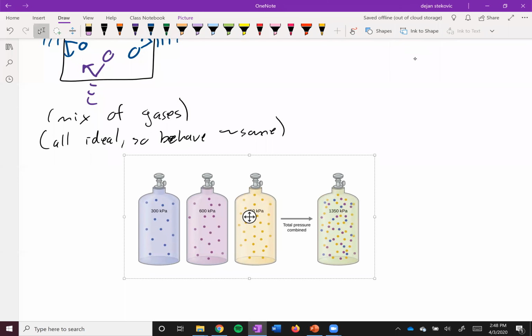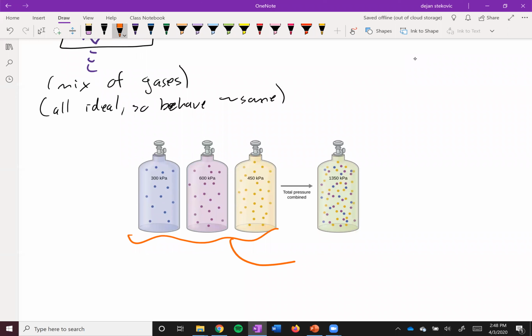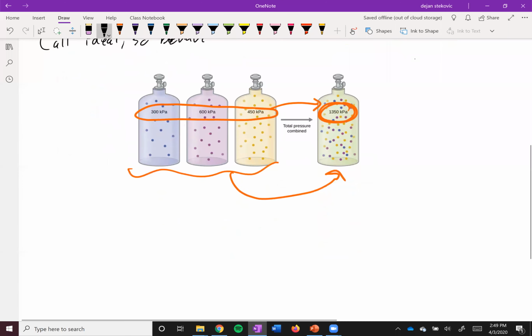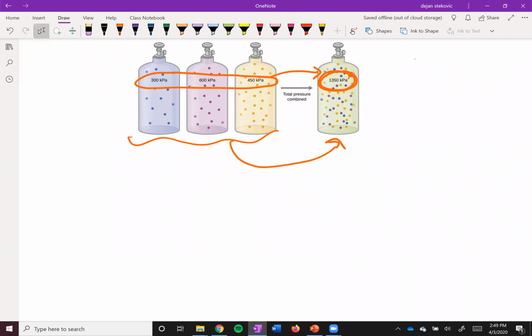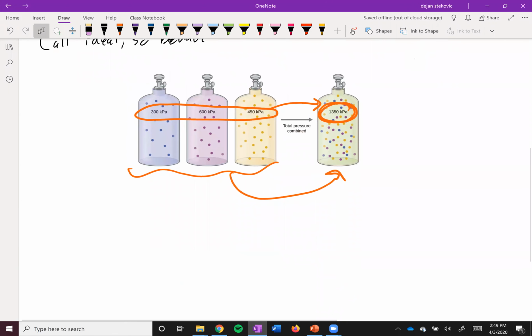So if you took these individual containers of gases that are all exerting a pressure, and then you combine them all into one same-sized container, you would just sum the pressures, right? So this 1350 comes from the sum of all of these. And so basically that's this whole concept. It's pretty simple, but we're going to insert an equation, and as soon as people see equations and symbols, they start getting tripped up. But all you have to think about is that the total pressure is just the sum of its parts.